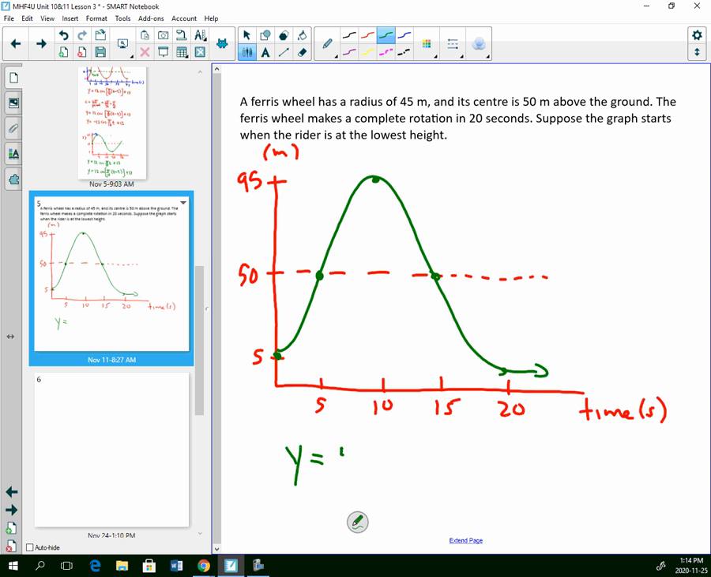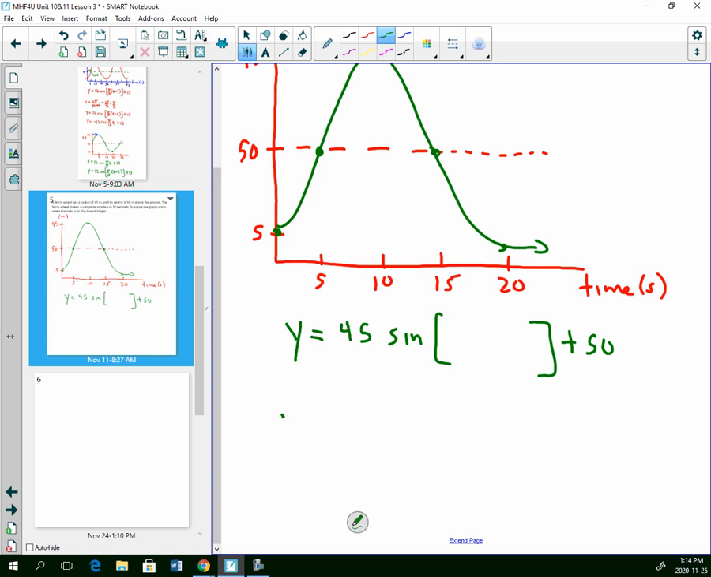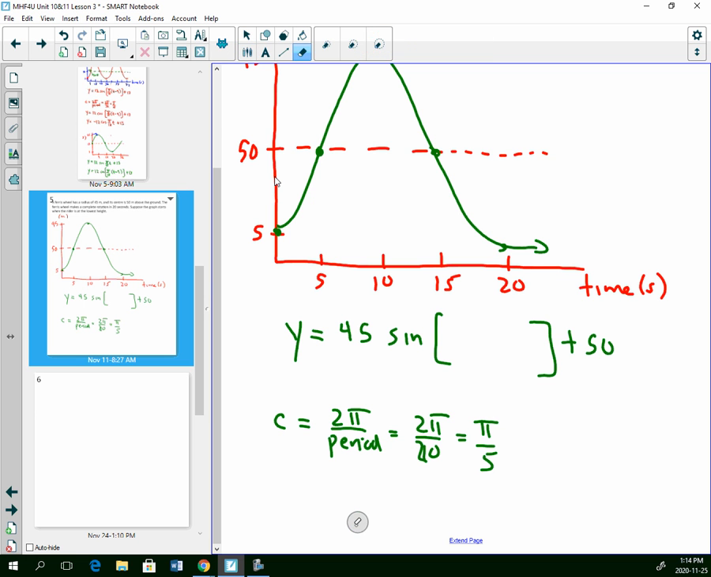So the amplitude's 45, right? We know that's the radius, and we can also see from the graph the amplitude is 45. I'm going to do sine. And I know the vertical shift is 50 because that's where the middle is. I need to calculate C. So C is 2 pi divided by the period. The period is 20 seconds, so we'll reduce that to pi over 10.